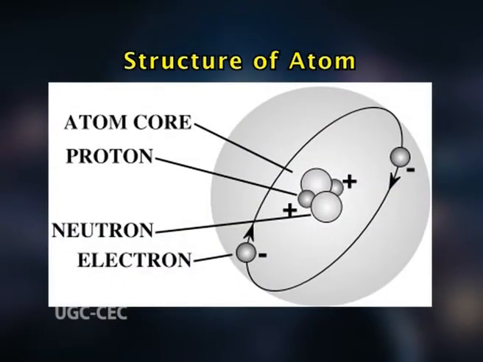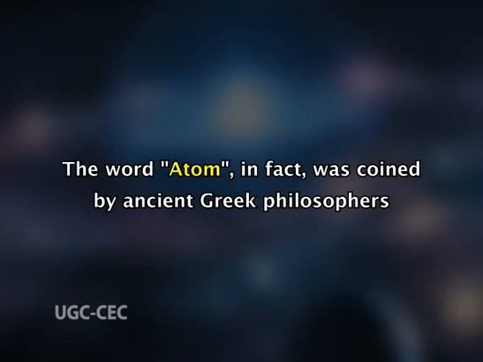Now let's discuss the structure of atom. The idea that matter is made up of discrete units is a very old one, appearing in many ancient cultures such as Greece and India. The word atom, in fact, was coined by ancient Greek philosophers.